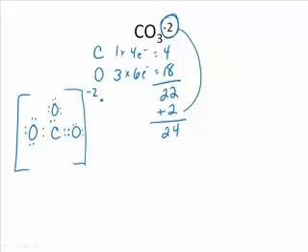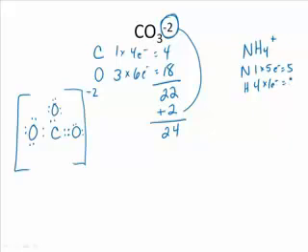Okay, let's look at a positive one here. How about ammonium? Okay, I would have 1 nitrogen, and I have 4 hydrogens. That gives me 9. And then because I have a positive charge here, I'm going to subtract an electron from that. So I'm going to have 8 electrons to work with.